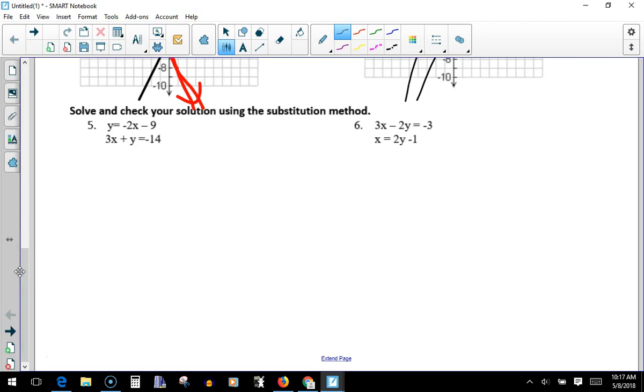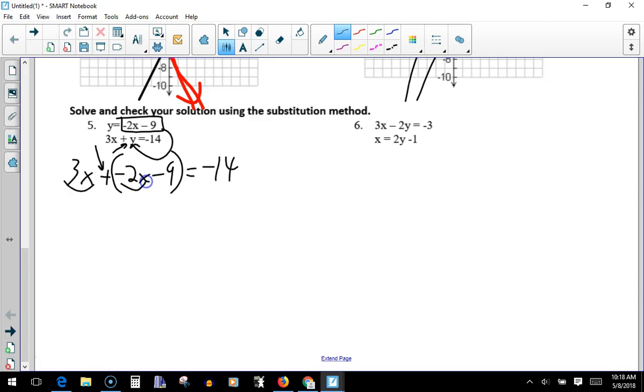Okay, substitution method. This one's easy because it's already solved for y. I'm going to put this right in here. So I'm going to start on the second one, 3x plus negative 2x minus 9 equals negative 14. Now, it's not important to put this in parentheses. You can if you want. You don't have to. The reason it doesn't matter is because this is a plus sign, so it doesn't matter if you distribute a plus. If it was a minus sign, you'd have to distribute it. And if there was a coefficient, a number there, in front of this y right here, then you would need to put in parentheses and distribute that number.